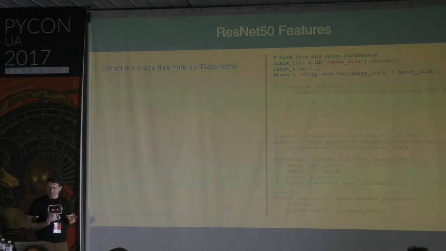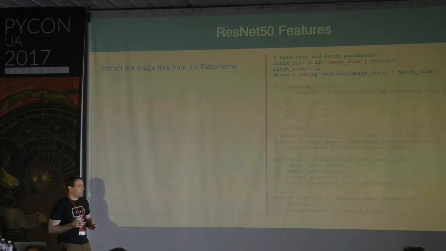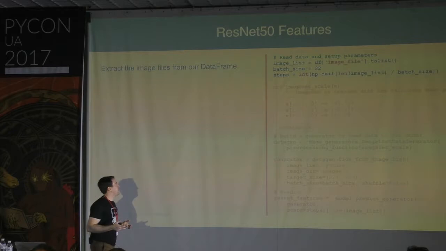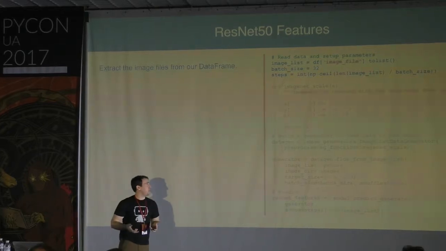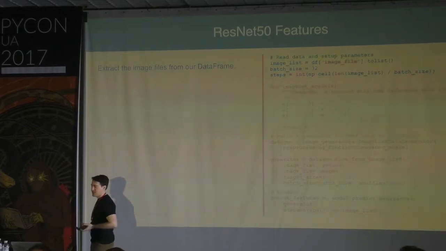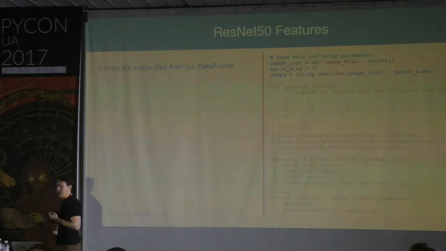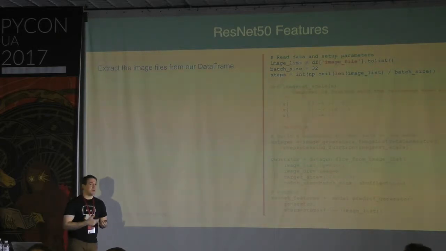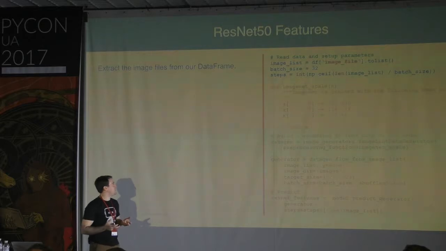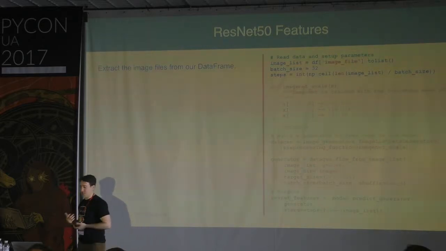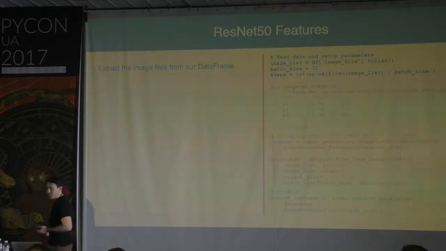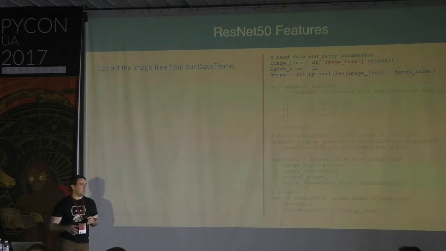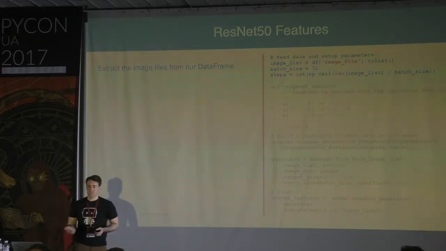So again, just to go over a bit of the code real fast of how you would actually do this in Python. You would take our data frame with the image files, you convert that to a list. You'd set up a few parameters saying how many images do I want to pass through the network at a time, in this case 32. That's controlled by your memory usage on your GPU. And then steps is just saying how many batches I need to feed through before I've exhausted my data set.